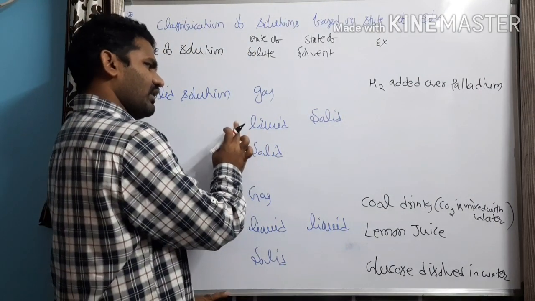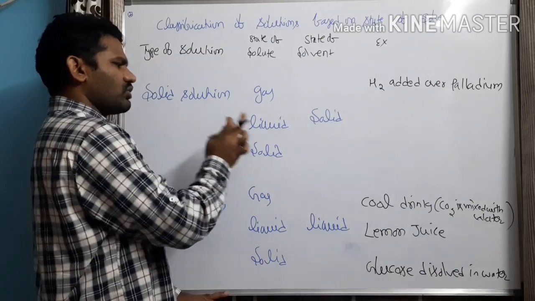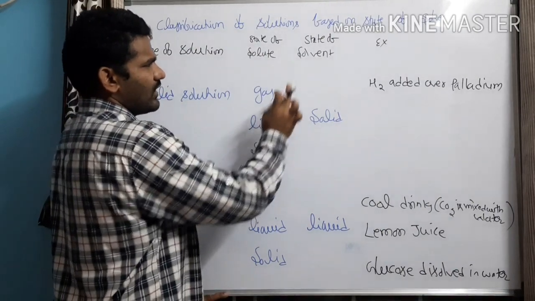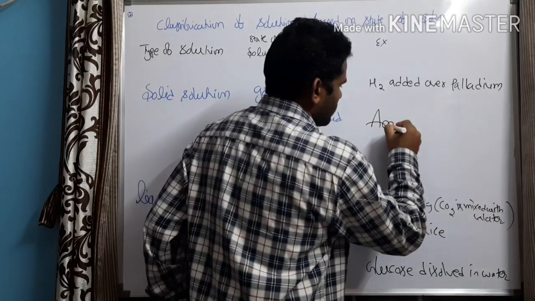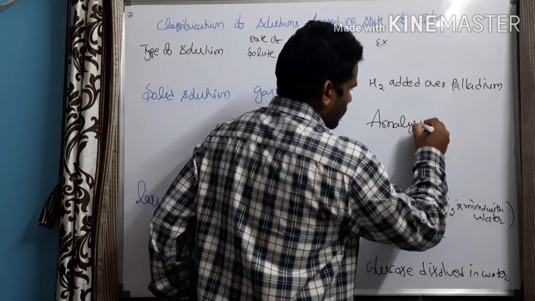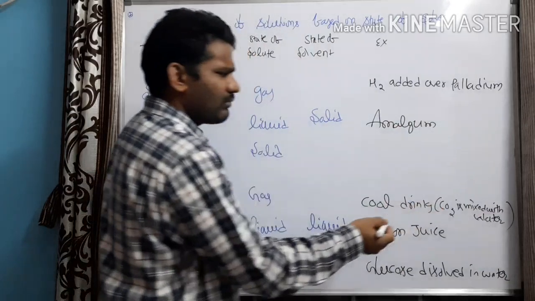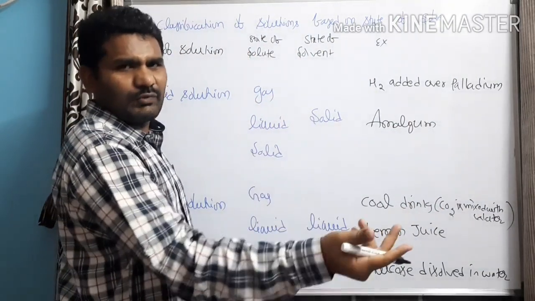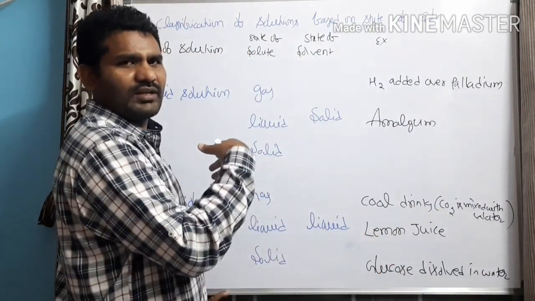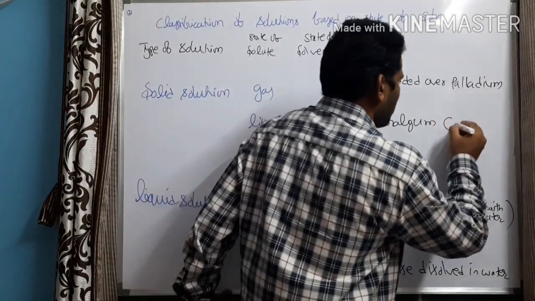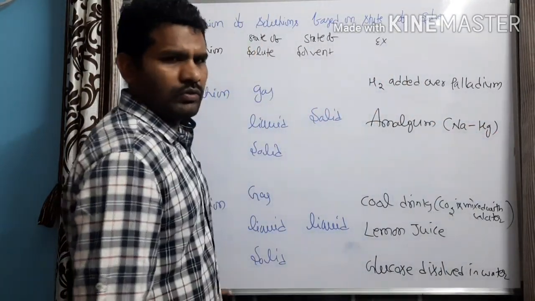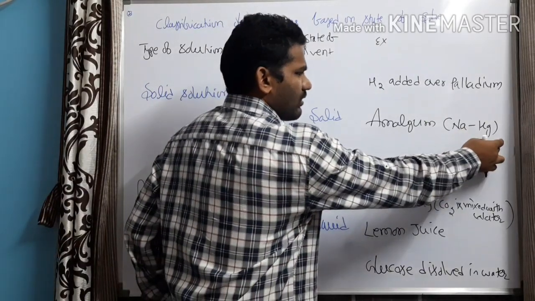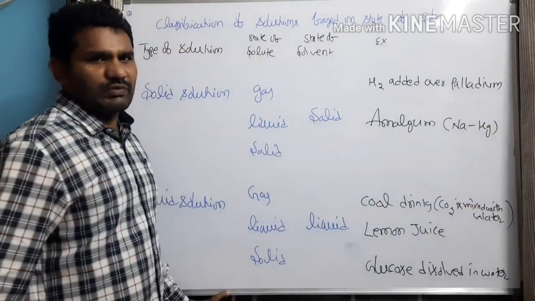Example for solid solution where the solute is present in liquid state and solvent is present in solid state is all amalgams. In amalgam, mercury is present in liquid state, whereas the other is present in solid state. Let us take the example of soda amalgam. In case of soda amalgam, sodium is present in solid state, mercury is present in liquid state.